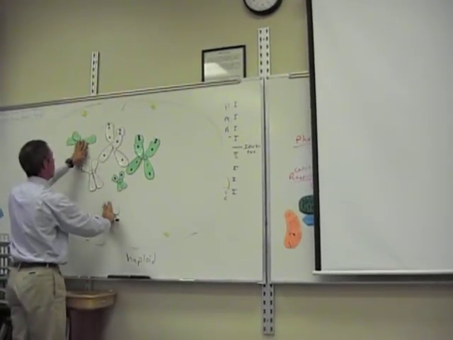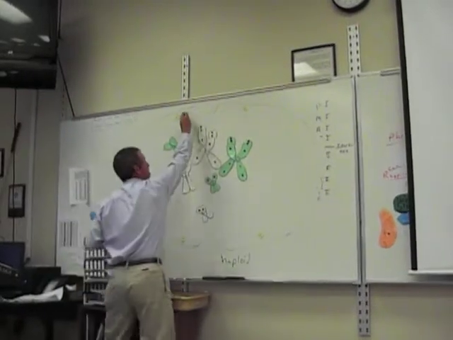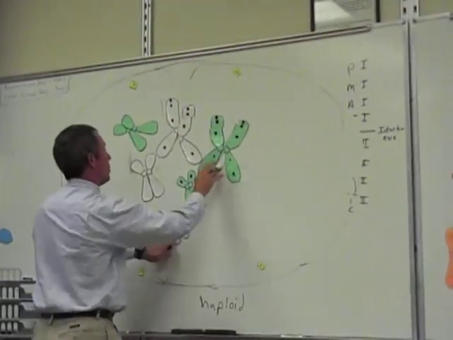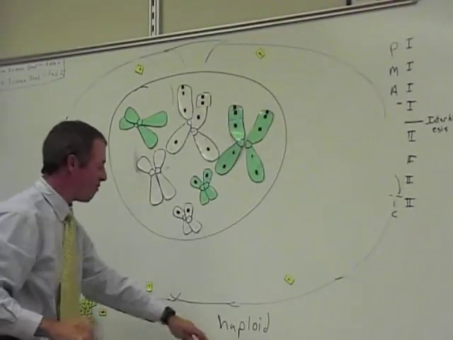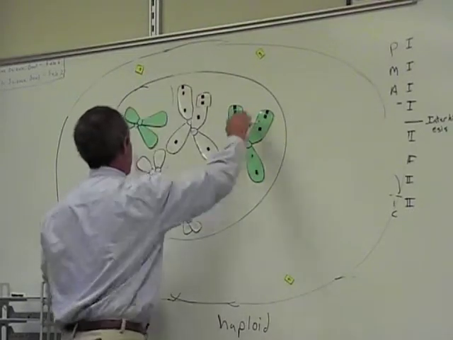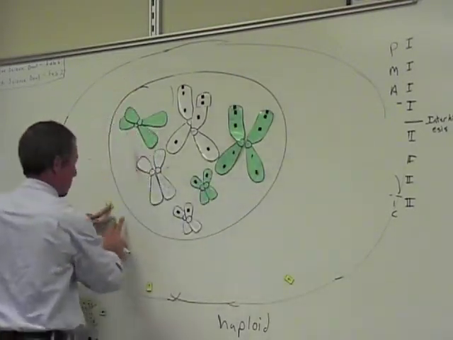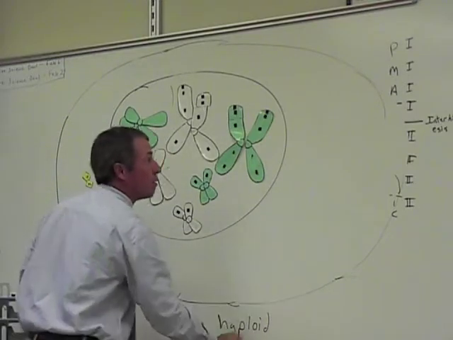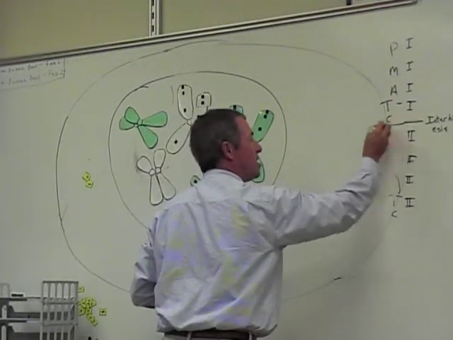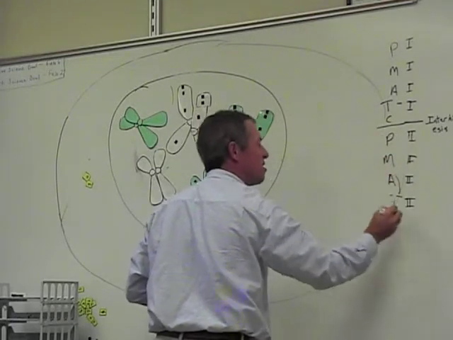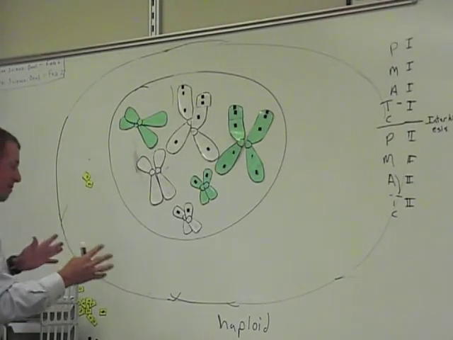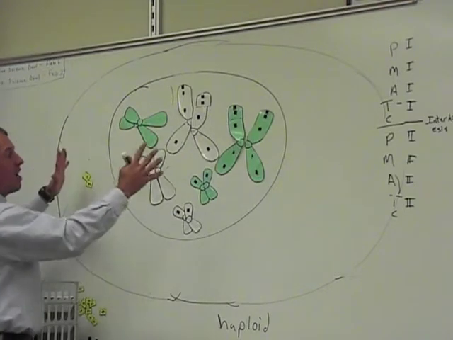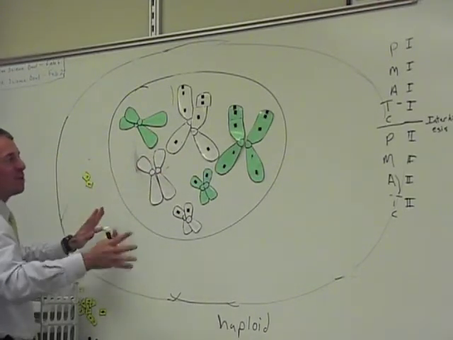This is a cell. This cell is located where? In the testes. Testes or ovaries? Are you ready? Here we go. One more time. The cell is ready. It's in the testes. It's going to divide and make some sperm cells.